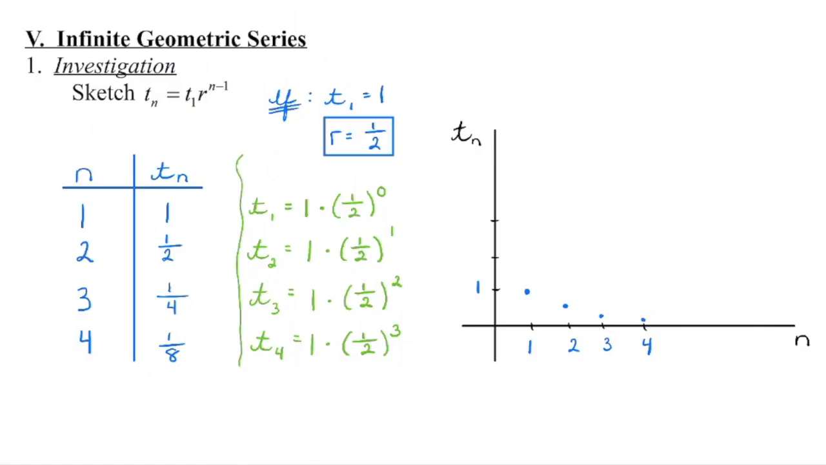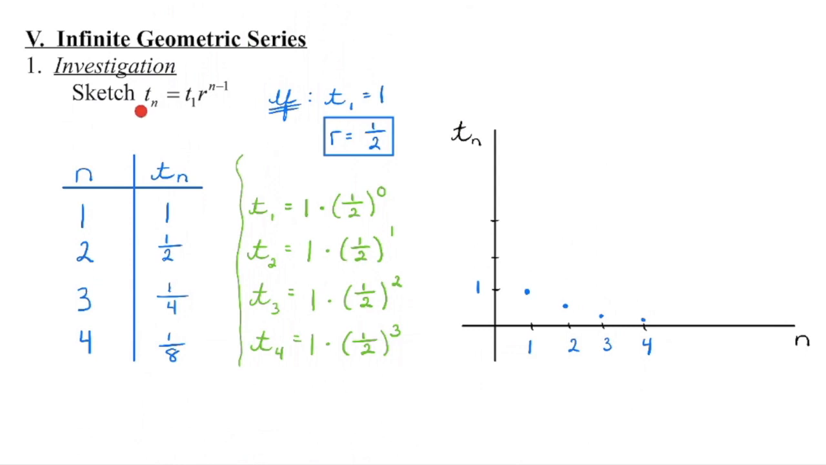In our previous lesson, we calculated the sum for a finite geometric series where there was a limited number of terms. We're now going to look at how to calculate the sum for an infinite geometric series where there is no last term. So we're going to start with an investigation here.